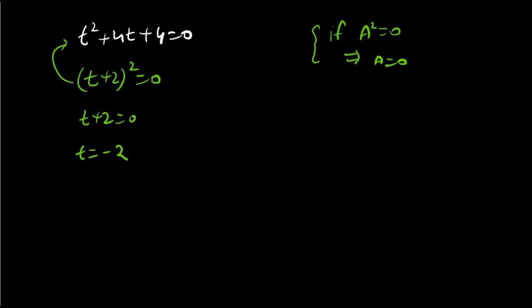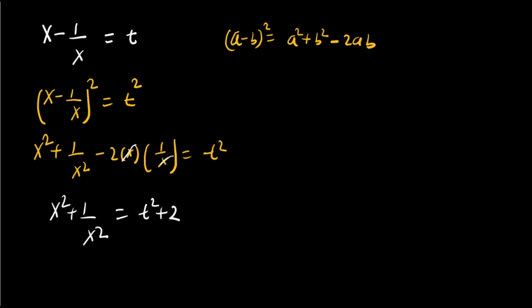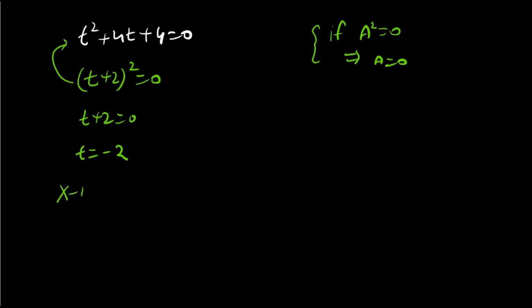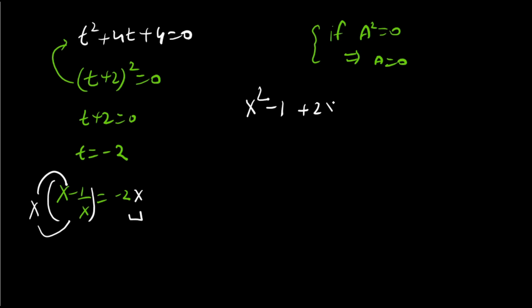Now we know that t is x − 1 over x, so t is replaced by x − 1 over x, and this equals minus 2. If we multiply both sides by x, on the left-hand side x multiplied by x gives x², and x multiplied by minus 1 over x gives minus 1, and on the right minus 2x. If we take it to the left-hand side, this is plus 2x, and this equals 0. Now x² + 2x − 1 equals 0.